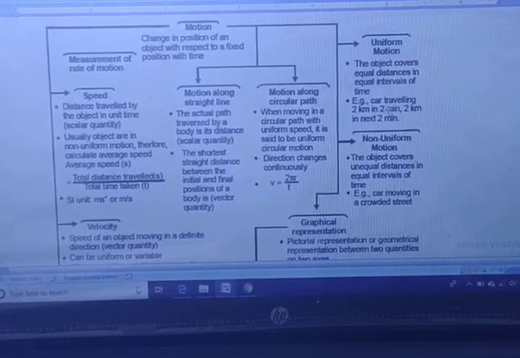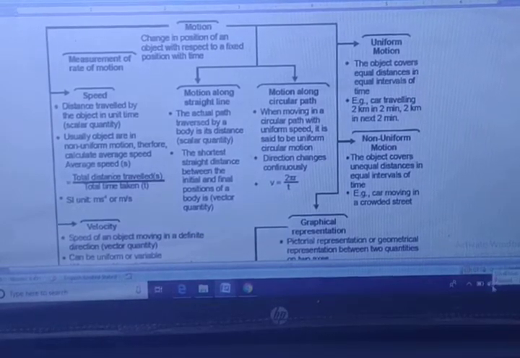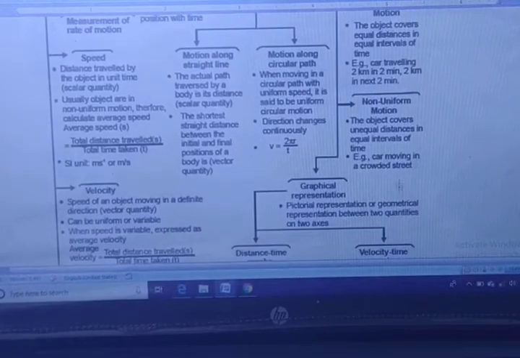You can see this side, uniform motion. The object covers equal distance in equal intervals of time. For example, a car traveling 2 km in 2 minutes, then 2 km in the next 2 minutes. So it is a uniform motion, meaning it travels the same distance in the same interval of time. Non-uniform motion: the object covers unequal distance in equal intervals of time. For example, a car moving in a crowded street. Definitely here the object covers unequal distance in equal intervals of time. That is called non-uniform motion.